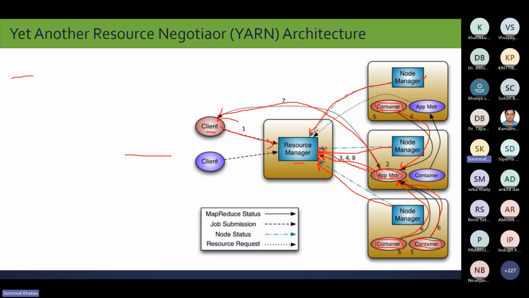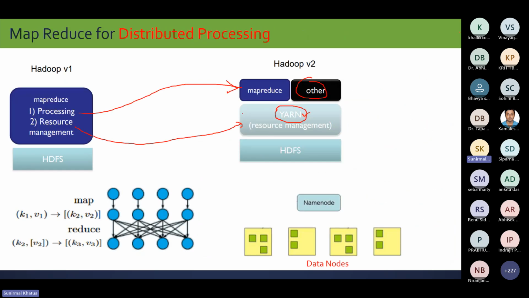And this is much better than the resource management in version 1 of Hadoop, which used a simple job tracker and task tracker to manage the resources.